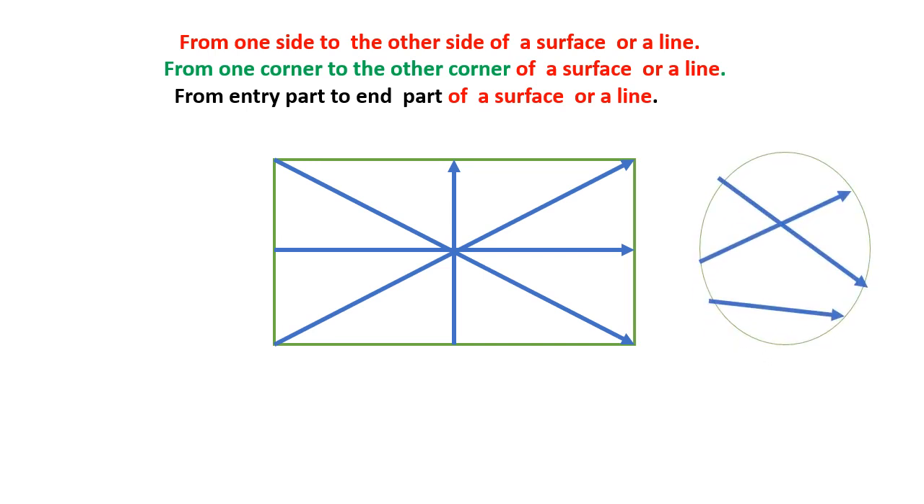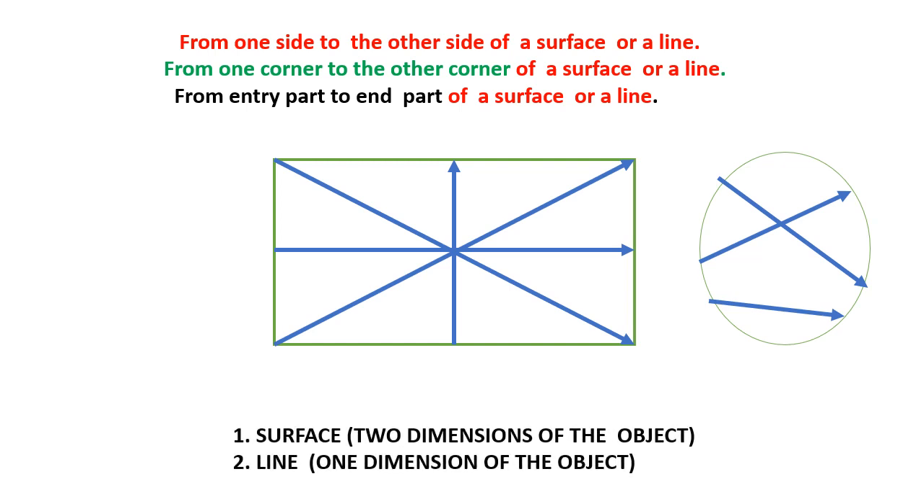Here you can find another kind of surface. Here also the movements are from one side to other side or one corner to other corner. If there are movements, for such movements we make use of across. So across is used for surfaces when we take into account the two dimensions of the object, and across is also used when we consider the object as a line.